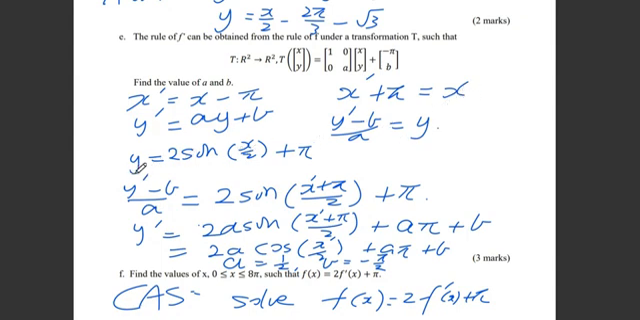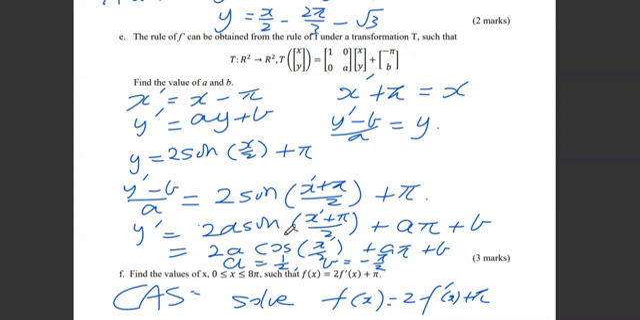Now, our original equation is y equals 2 sine of x on 2 plus pi. Now we sub x and y in terms of x dash and y dash. So we get y dash minus b on a equals 2 sine of x dash on 2 plus pi on 2 plus pi. Notice how, actually no, before we do that, we can rearrange to make y dash the subject. So y dash equals this, basically we just multiply everything by a and plus b.